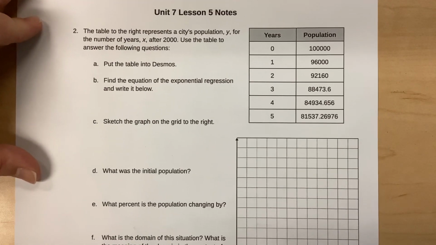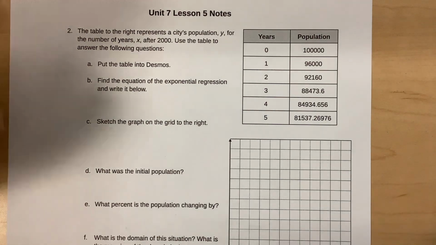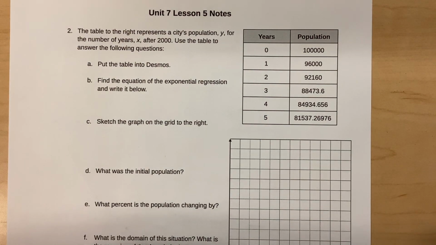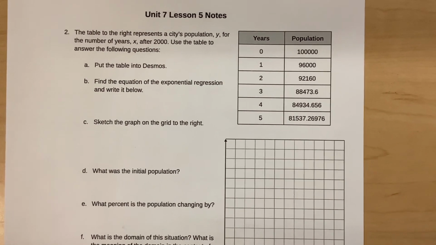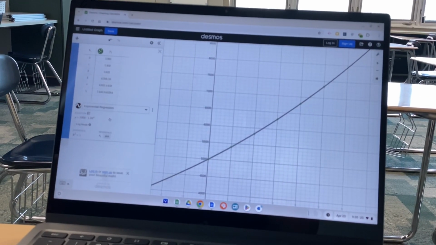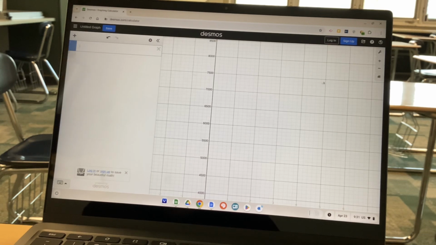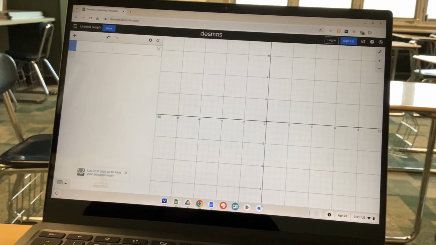All right, second problem here. The table to the right represents a city's population for the number of years after the year 2000. Use the table to answer the following questions. All right, so same thing, we're gonna have to use Desmos. So I'm gonna switch us back over to Desmos, and I'll clear out the last problem. Okay, so I'm just gonna hit the X here and the home button, and we will start again.